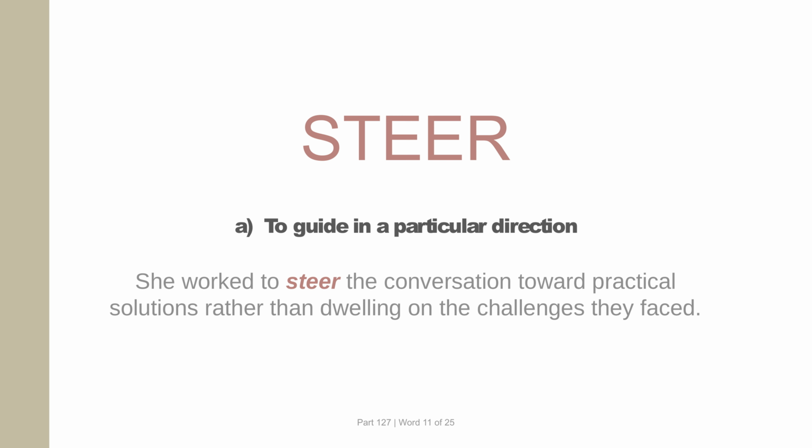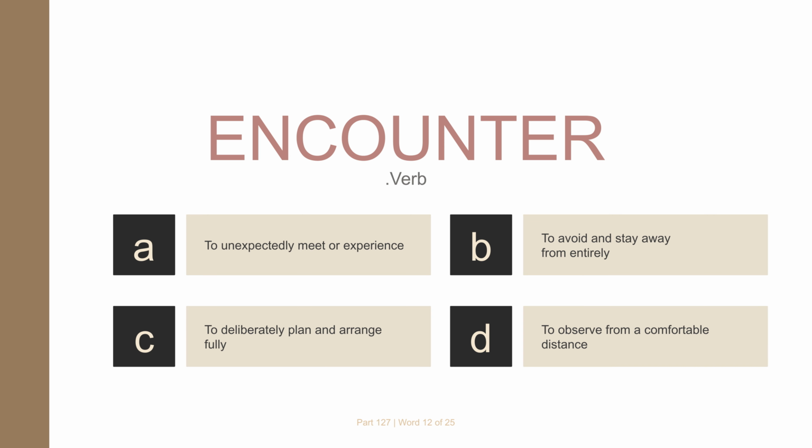Question 12. What is the meaning of encounter? Option A: to unexpectedly meet or experience. Option B: to avoid and stay away from entirely. Option C: to deliberately plan and arrange fully. Option D: to observe from a comfortable distance.